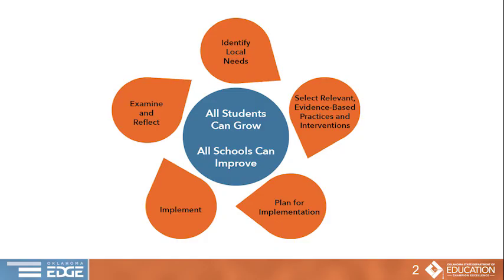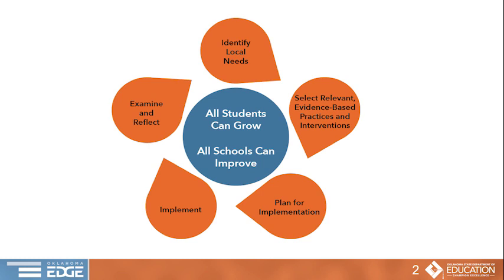The continuous improvement cycle is rooted in the belief that all students can grow and all schools can improve. All students deserve instruction focused on their growth, and all schools, including high-achieving schools, must be in a continuous process of improvement to keep up with changing student needs and evidence-based practices.